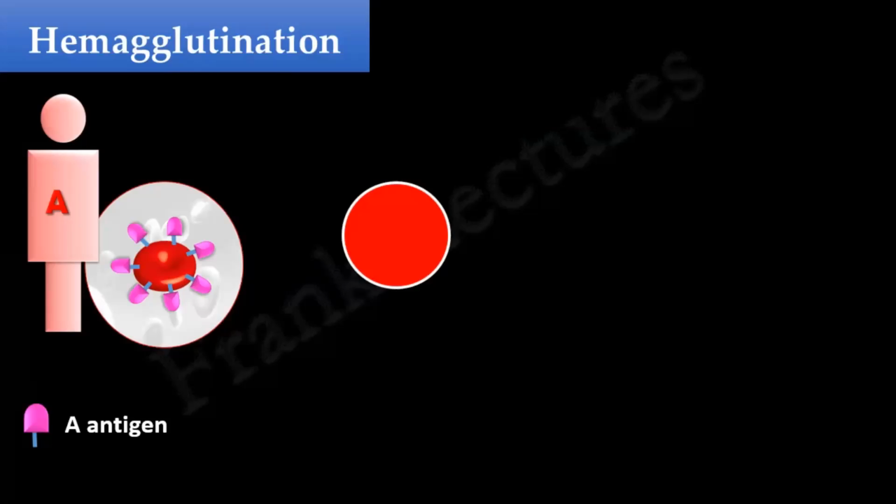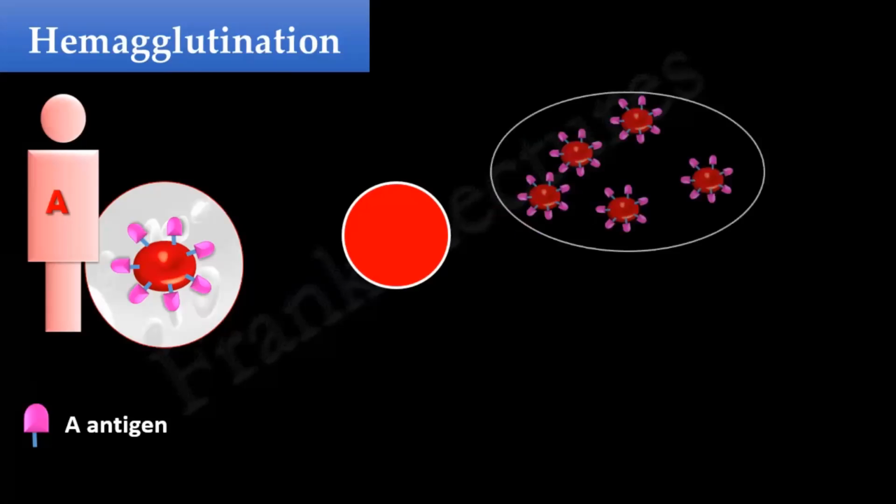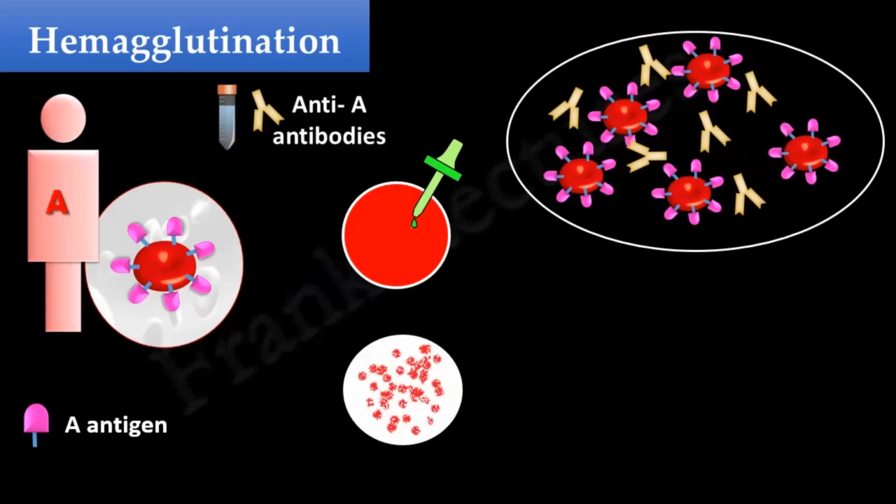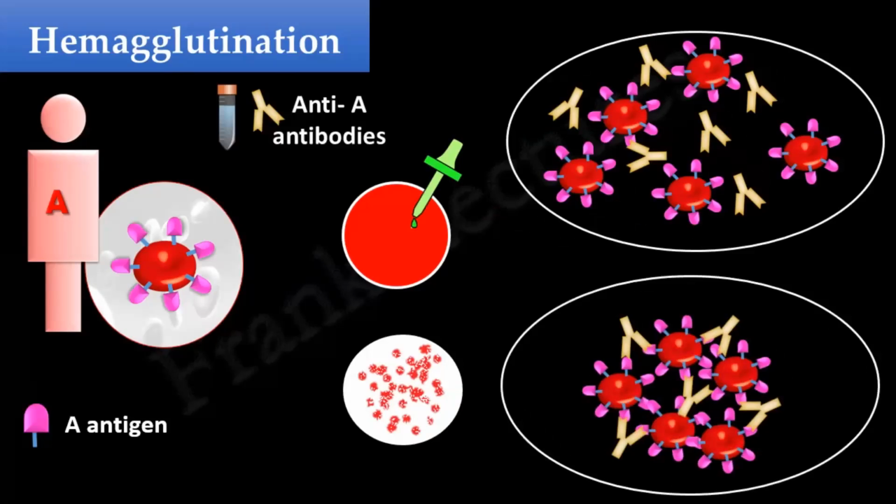Suppose we have an individual with blood group A. That means his RBCs have A antigens on their cell membrane. We put a few drops of blood from this person on a glass slide and then add anti-A antibodies. We will mix them. After some time, red granules are visible like this. These granules are the result of clumping of RBCs. Let's now understand how blood typing is done.